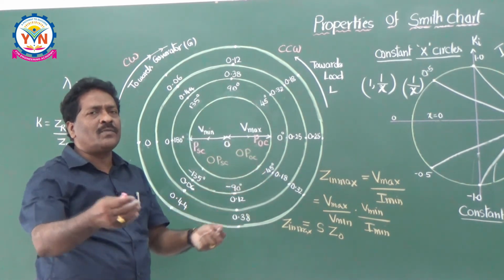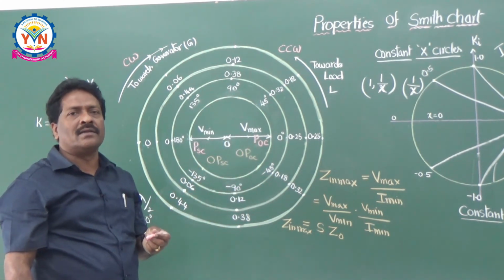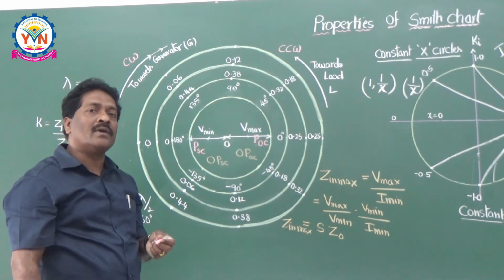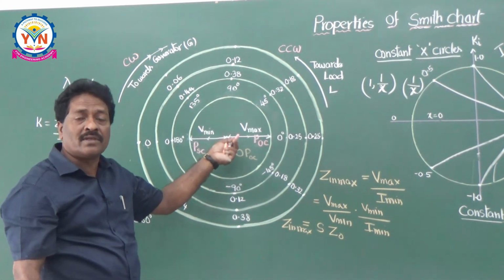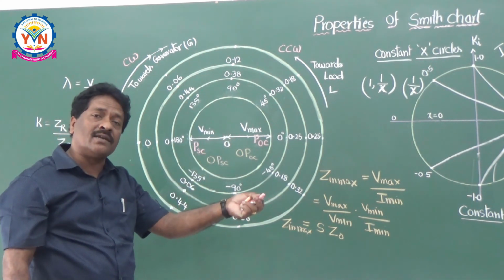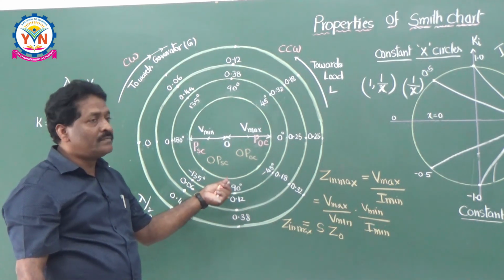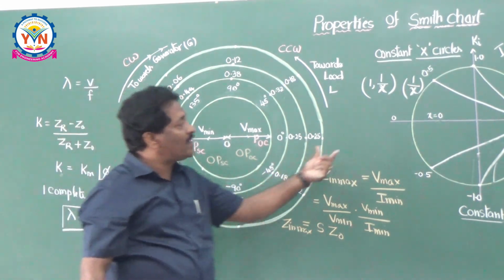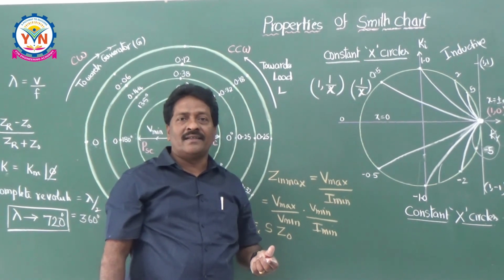If you do 2 or 3 problems using the Smith chart, within no time you are going to get the answers. So in the next class we are going to do some problems using this basic chart, which is nothing but a Smith chart. Then everybody can understand why it is so famous. I hope you understood the properties of the Smith chart, which we have discussed based on the construction of your R circles and X circles. Okay, thank you.